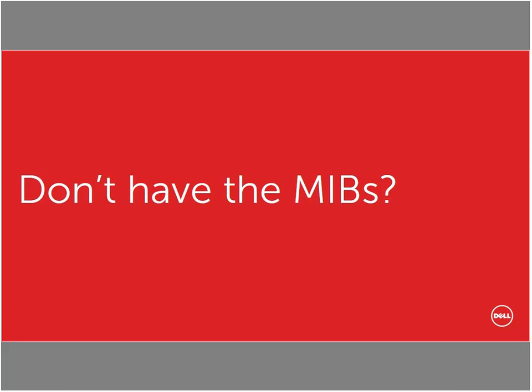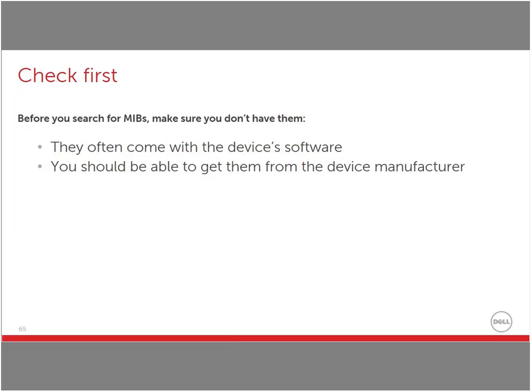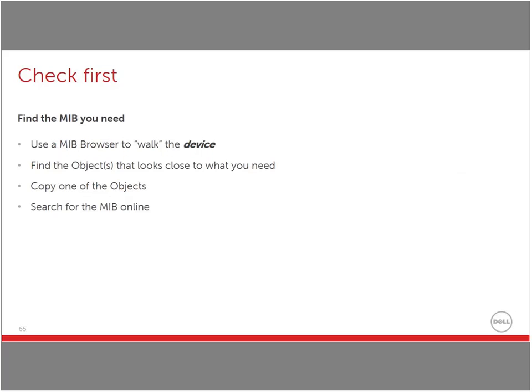But what if you don't have the MIBs? Well, first, again, all of this is included in that primer that we're going to give you the URL to, by the way, so don't worry. You don't have to have this all memorized. Before you search for the MIBs, make sure that you don't have them already. Again, they come with the device's software often, or you might be able to get them from the device manufacturer. You should be able to go on their web page and find that.